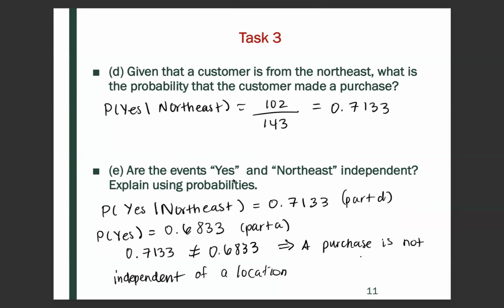Are the events yes and Northeast independent? Explain using probabilities. We found that the probability of yes given Northeast is 0.7133. That was part D. And we also found the probability of yes, from part A, which was 0.6833. If they were independent, then these probabilities would be equal to each other, because whether or not it's from Northeast would not affect that probability. However, they're different from each other. So a purchase is not independent of a location.